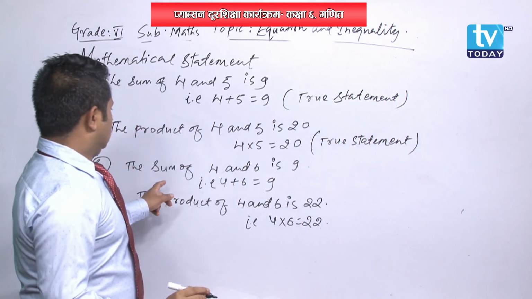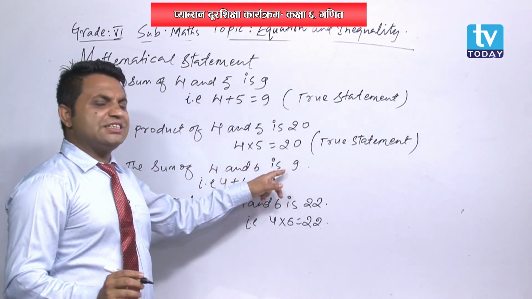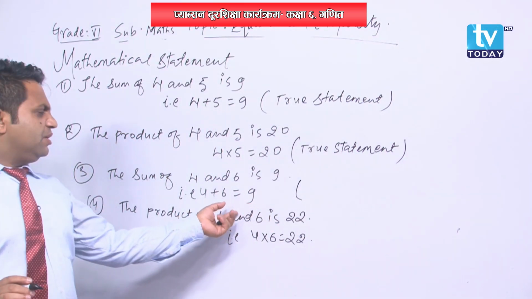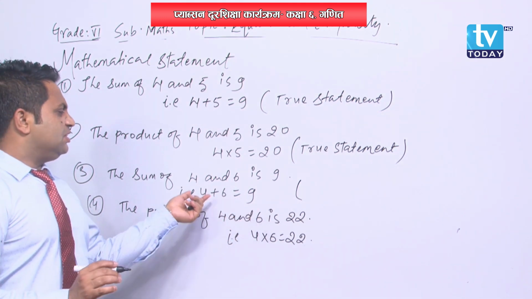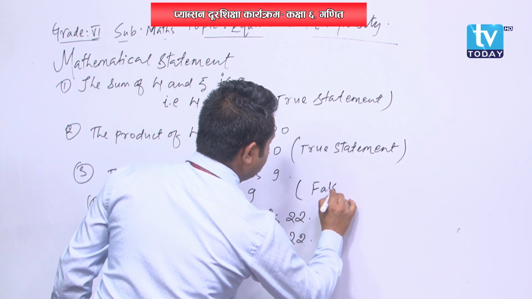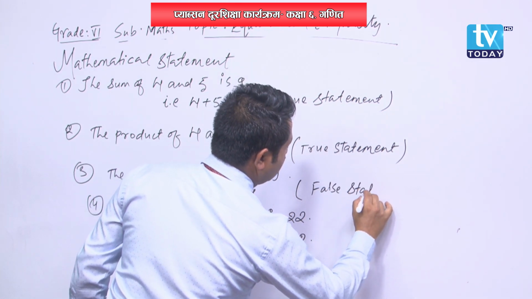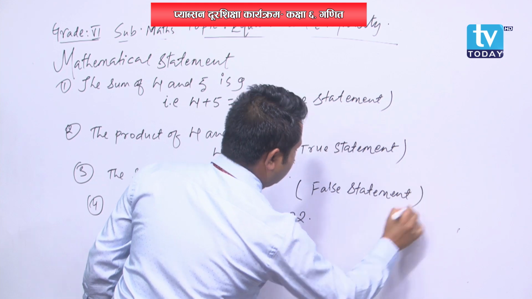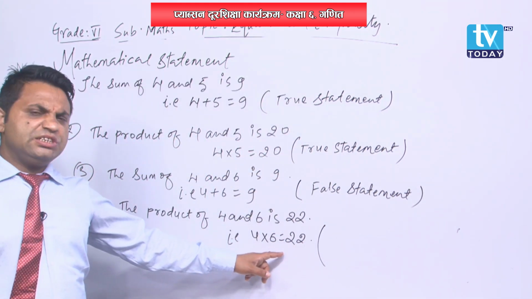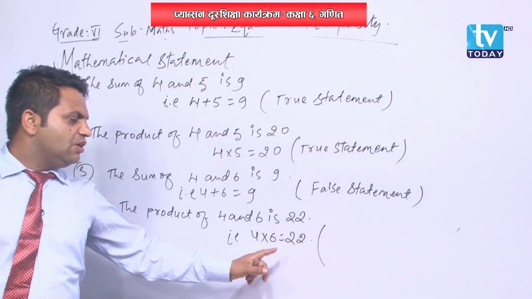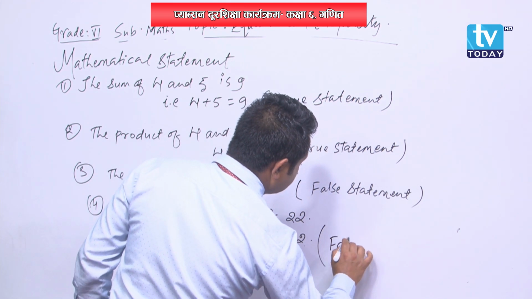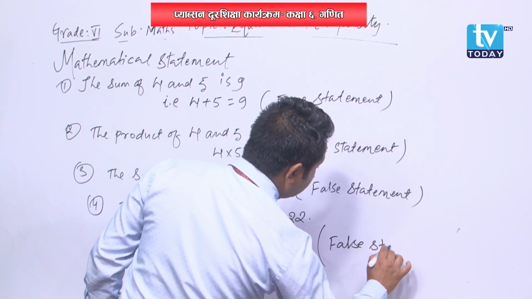Now check here, the sum of 4 and 6 is 9. This is a false statement, because 4 plus 6 is 10, and 10 cannot be equal to 9. So this is a false statement. Is that clear? Now 4 into 6 is 22. This is also a false statement, because 4 sixes are 24. So this is also a false statement.